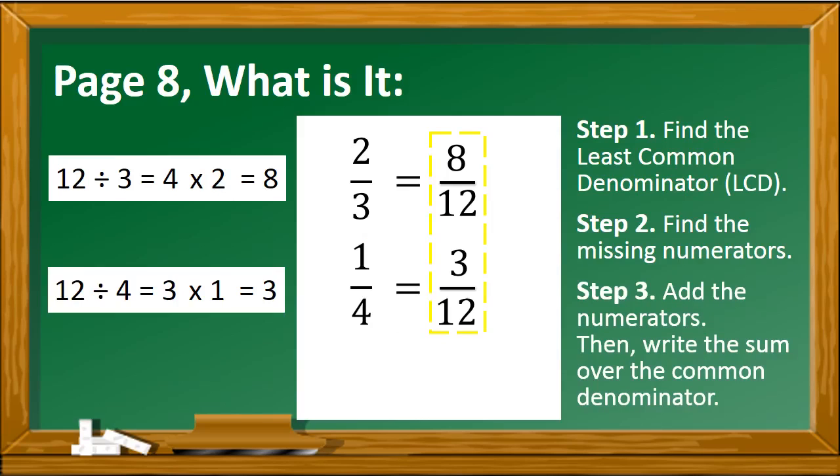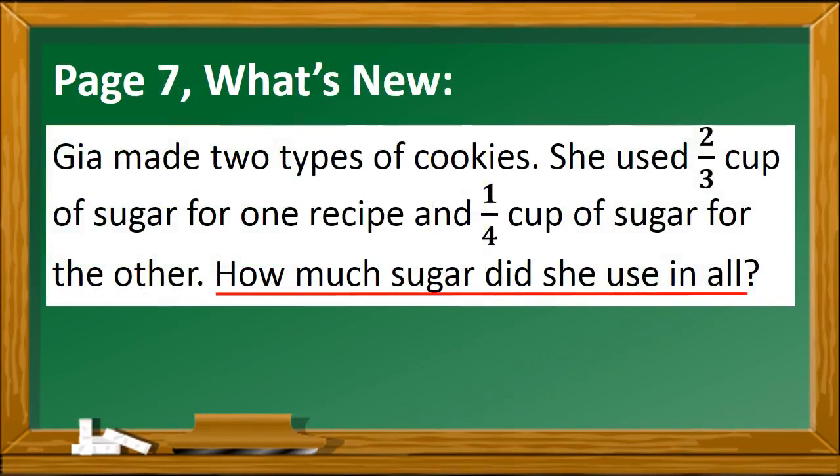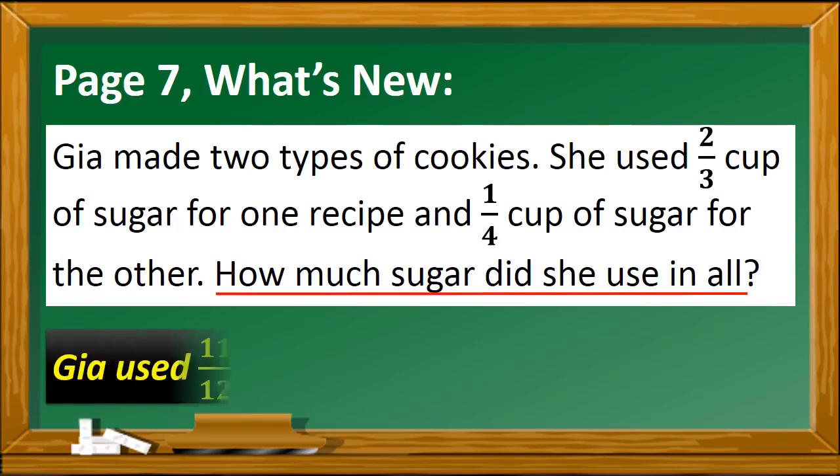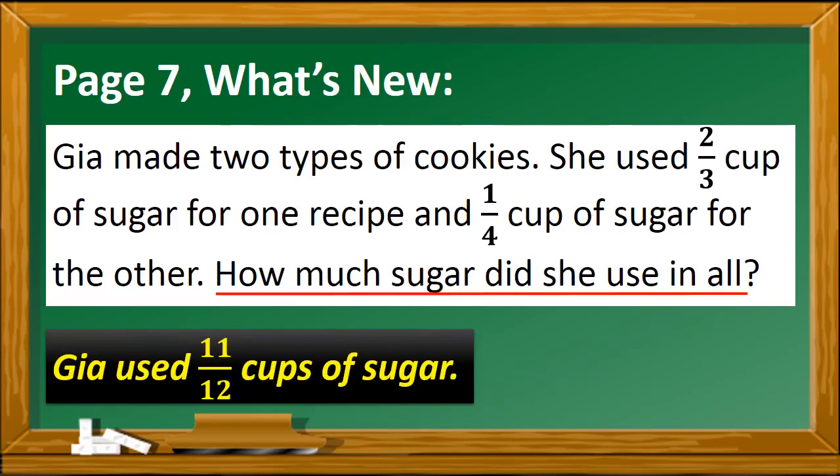Step 3. Add the numerators. 8 plus 3 equals 11. Write the sum over the common denominator. The common denominator is 12. Therefore, the answer to the question, how much sugar did she use in all, is Gia used 11/12 cups of sugar.